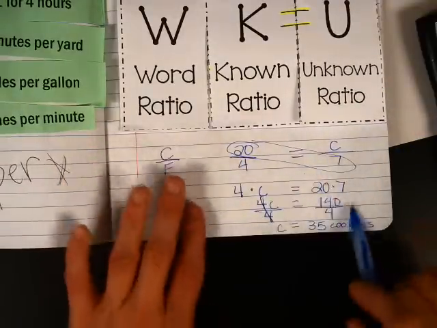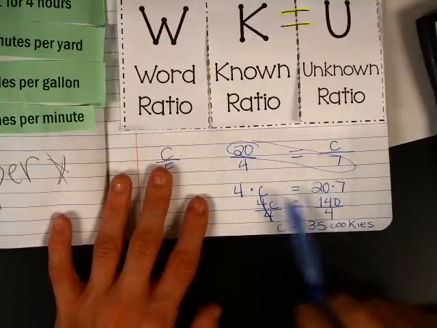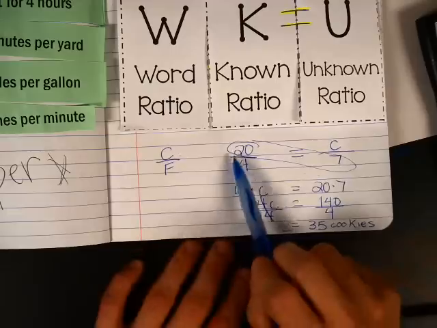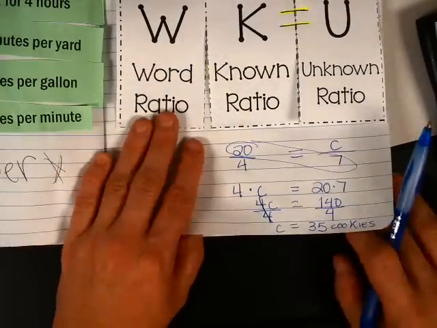Now, we're going to get into algebraic thinking and solving equations, which is what this is. But remember, you're cross multiplying dividing. That is how you solve this. But let's do some more.